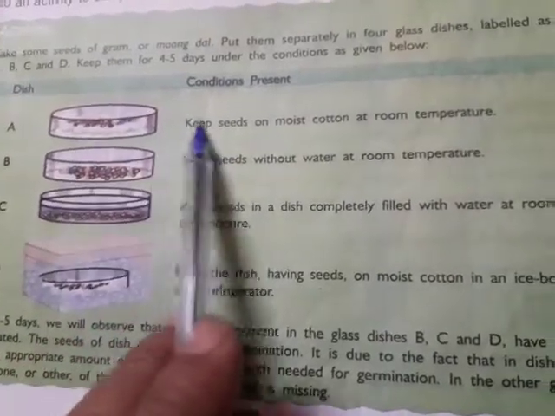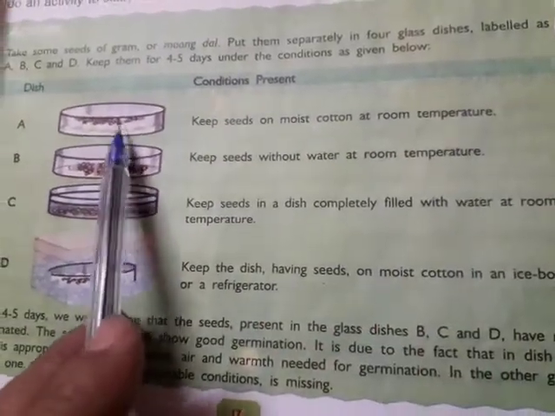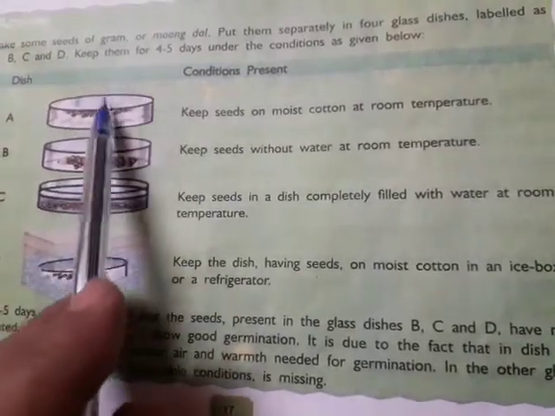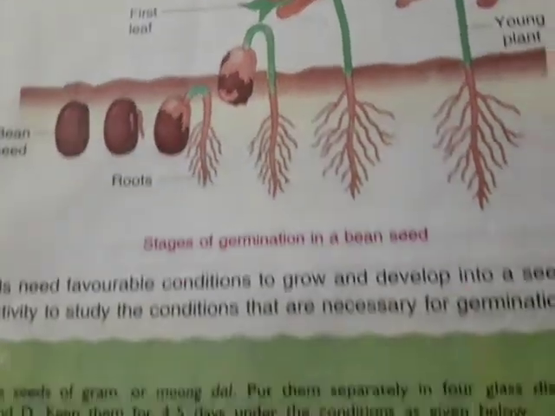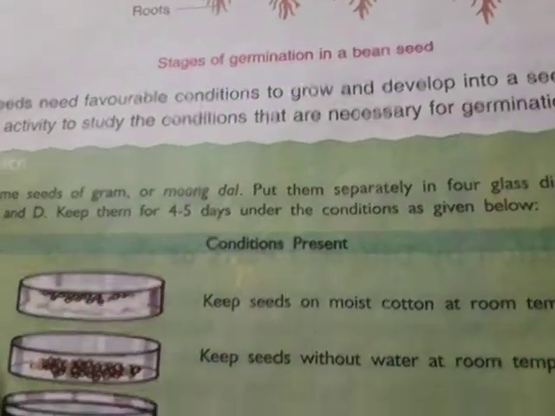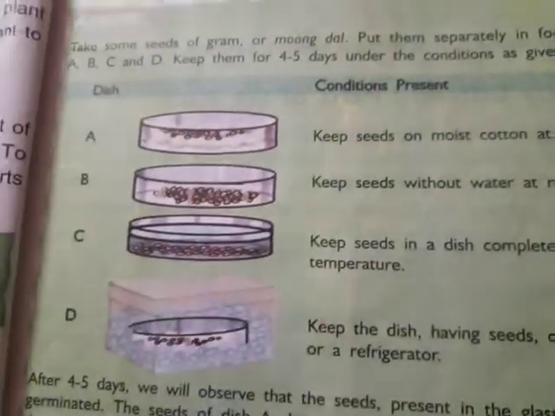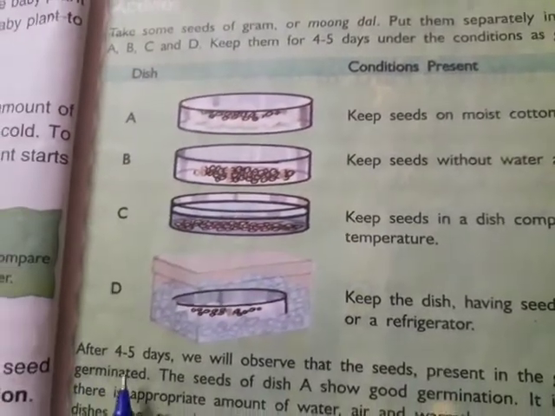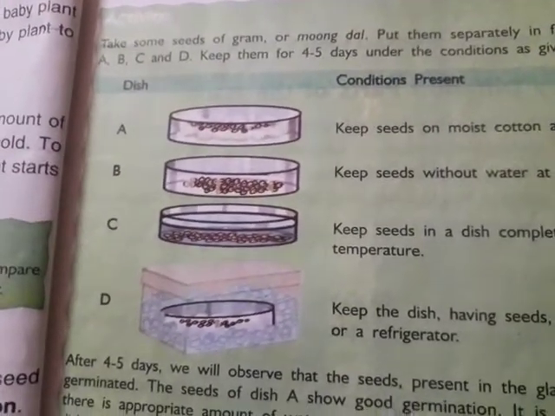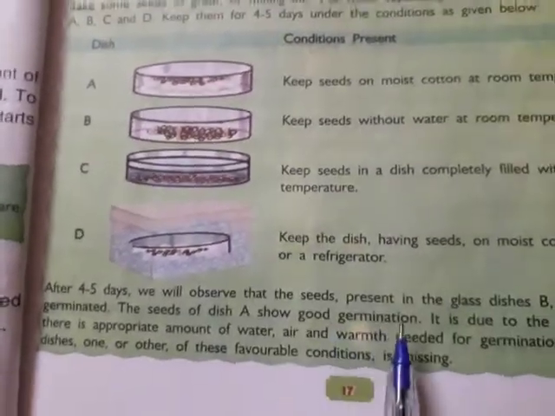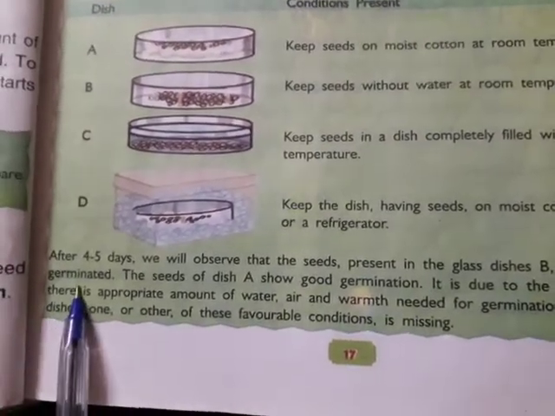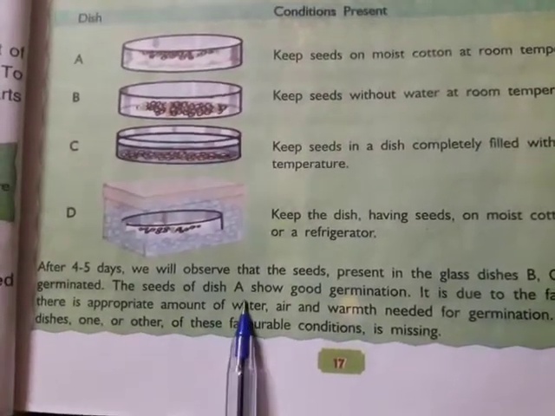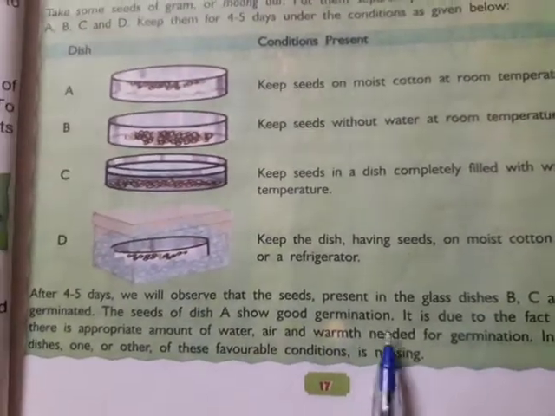So the plant will grow only from these seeds. The possibility of plant growth is only from this sample. Here you see a teeny baby plant, that is called a seedling. So a seedling will form only in sample A. After 3 to 4 or 4 to 5 days, you will observe that the seeds in glass dishes B, C and D have no germination. Only the seeds of dish A grow into seedlings.